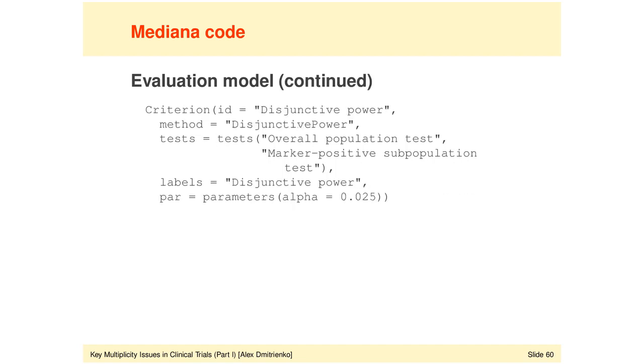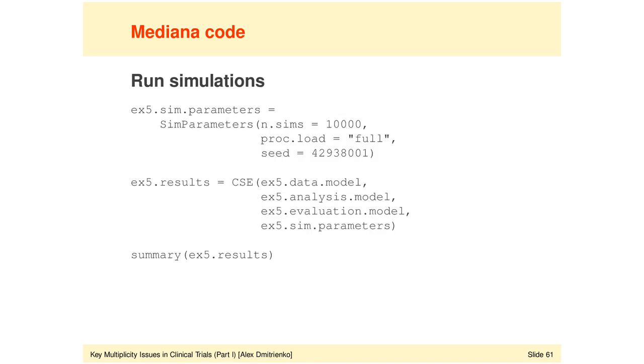We continue on slide 60, and the second criterion to be applied in this clinical trial example is based on disjunctive power, which is again computed with respect to the two tests that were defined in the analysis model, the overall population test and the marker positive subpopulation test. The very last step, as in example 4, is the specification of simulation parameters. The same set of simulation parameters is specified here.